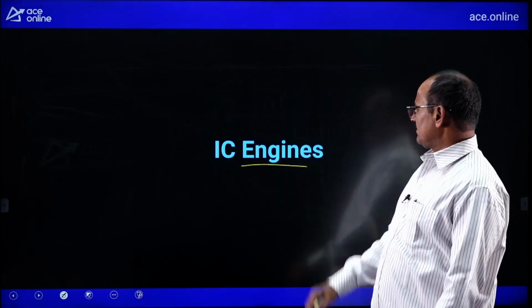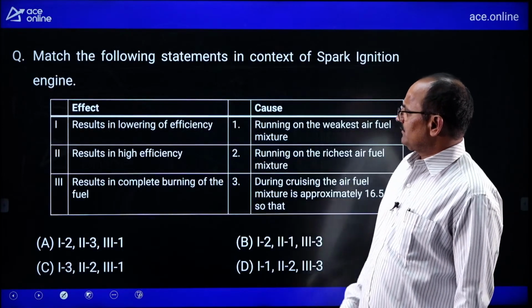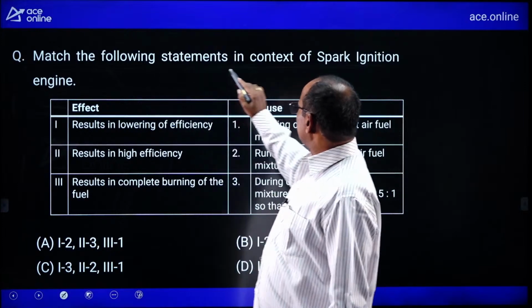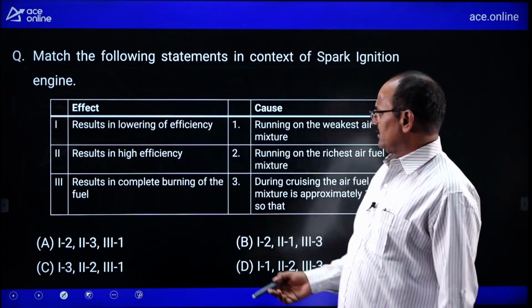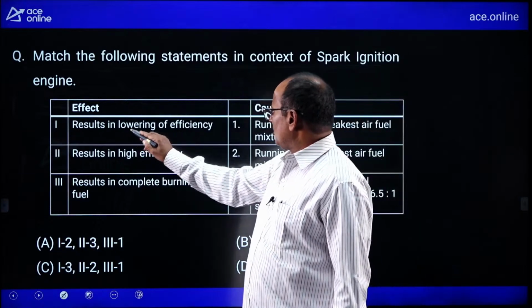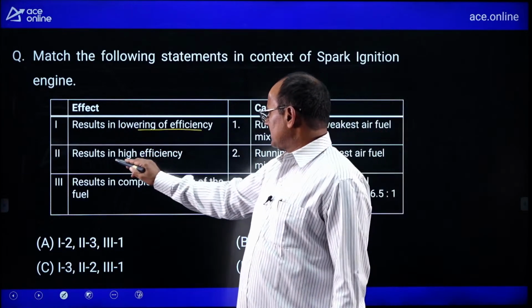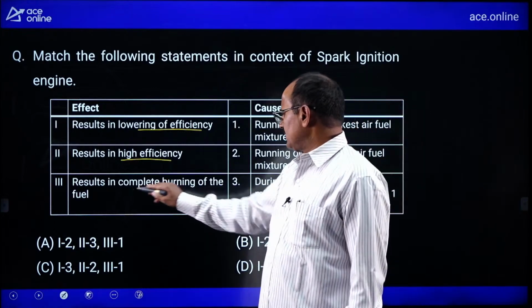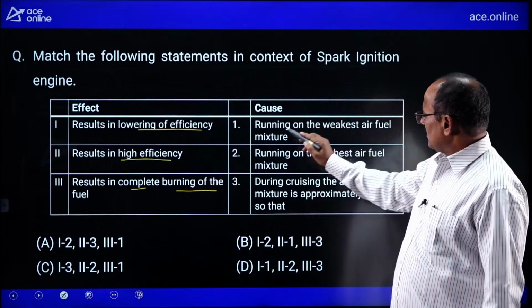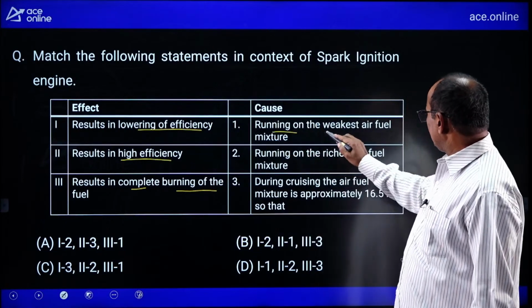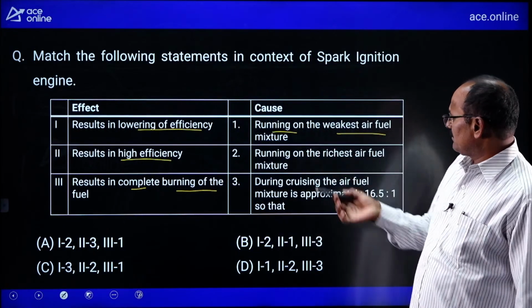Now look at the questions from IC engines. Look at the first one. Match the following statements in context of spark ignition engine, that is, petrol engine. Results in lowering efficiency, results in high efficiency, results in complete burning of fuel. Causes running on the weakest air fuel mixture.